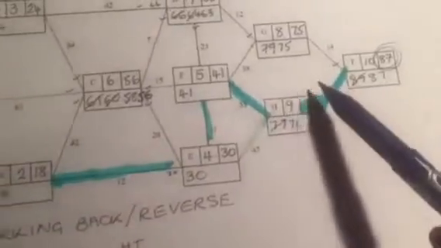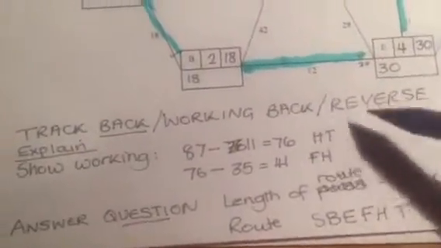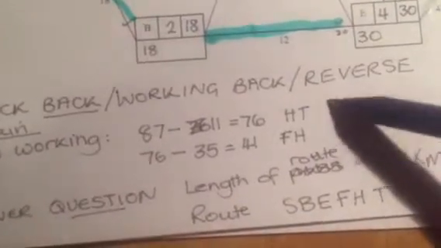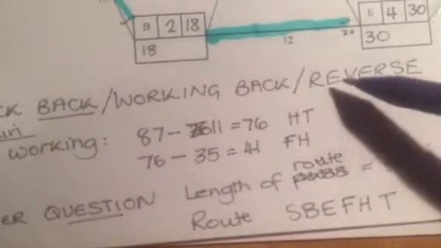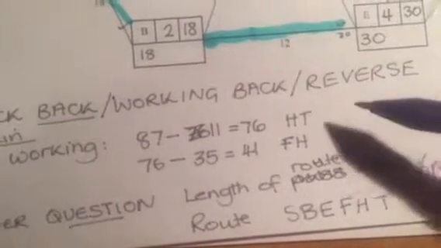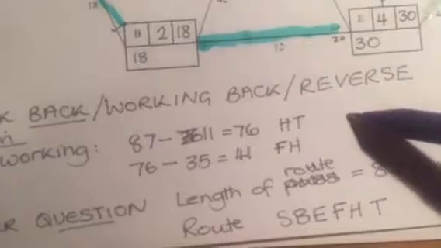You need to show every single step. So in this case there will be 1, 2, 3, 4, 5 lines of working. You don't need to show this working, and it's a waste of time, unless it says to you explain how you found your route, and if it says explain how you found your route, you must give this working.